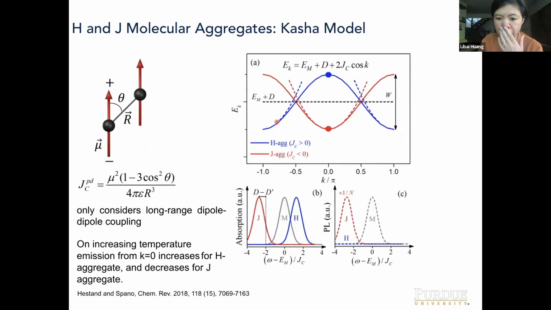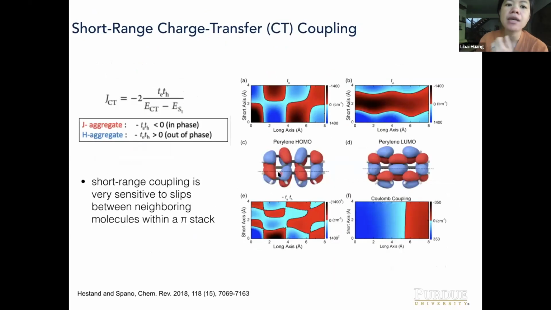I think I might skip this slide and get to this charge transfer coupling, because the kind of coupling that we are maybe more familiar with is the long range Coulombic coupling. The Coulombic coupling is based on dipole interaction. The charge transfer coupling relies more on orbital overlaps, so it is much more sensitive: when you change your molecular configuration or intermolecular distance even a little bit, it can have a much larger effect.